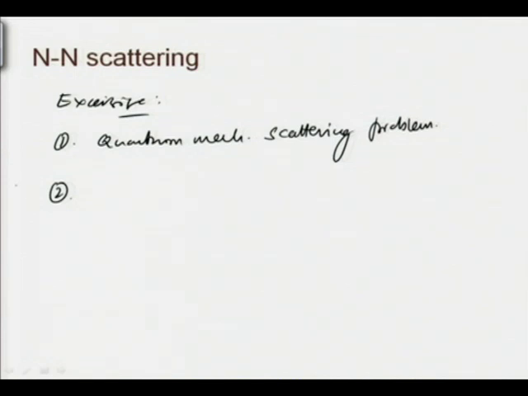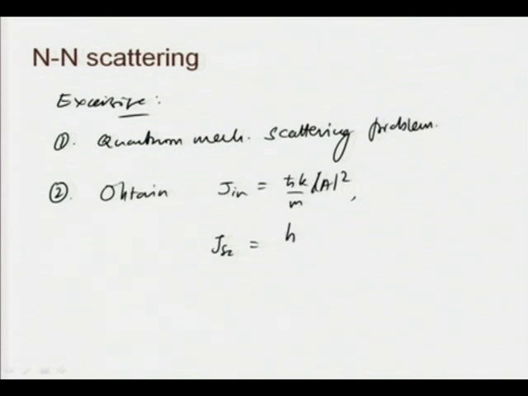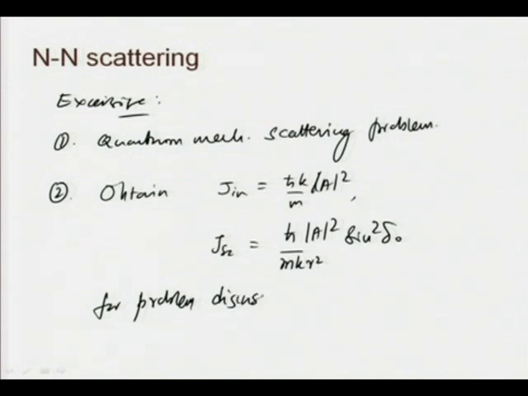And another thing that we did not really work out in detail is the current that we considered. So, work out and obtain J_in equal to h-bar k over m times the absolute value of A squared, and J_sc equal to h-bar A squared over m k r squared times sin squared delta 0, for the problem discussed today. This is easy to work out, but I am leaving it to you to do that. All right, with that we will conclude today's session.